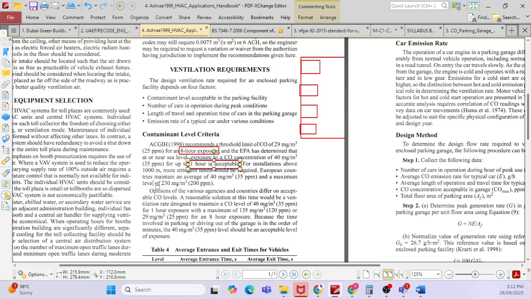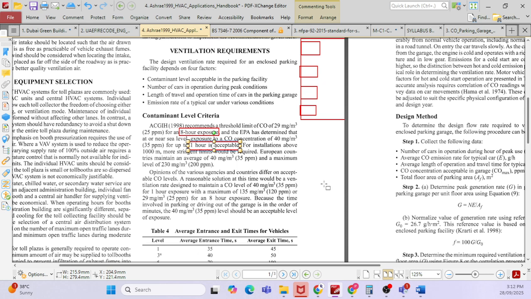European countries maintain an average of 40 milligram per meter cube, 35 ppm, and a maximum level of 230 milligram per meter cube, that is called 200 ppm. Okay, you're getting some idea. The opinions of the various agencies and countries differ on acceptable CO limits. Each and every country has different ranges.